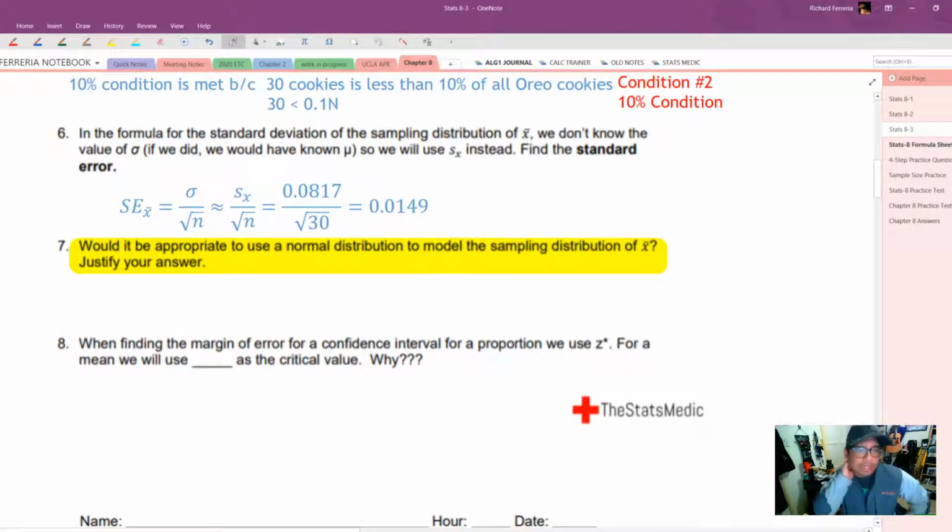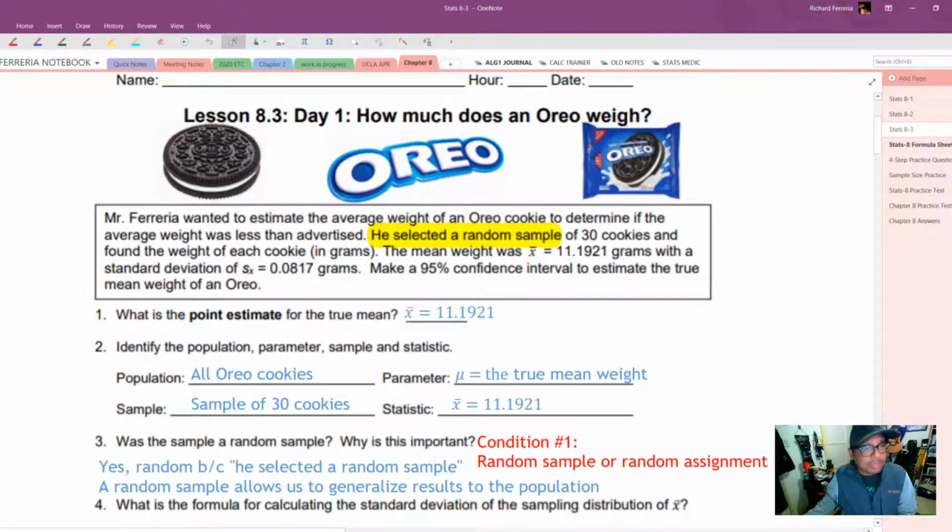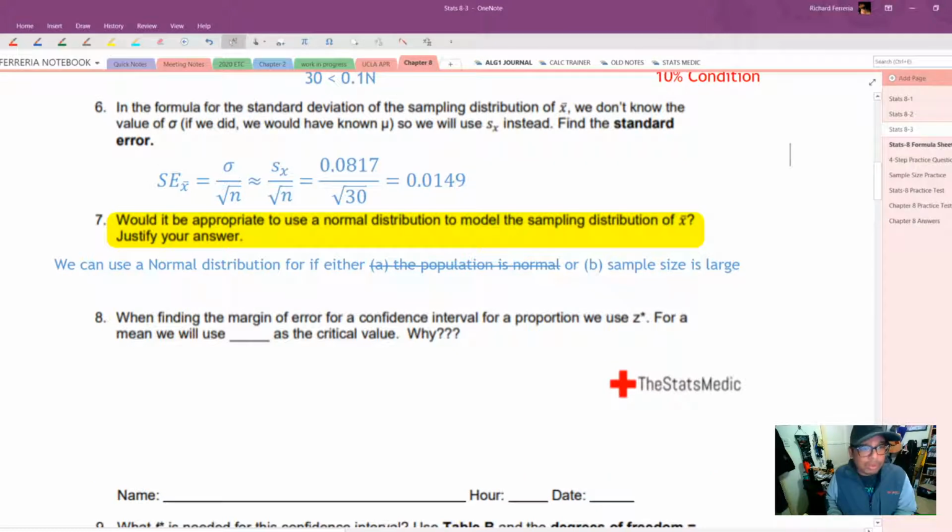Would it be appropriate to use a normal distribution to model the sampling distribution of x bar? Justify your answer. Now this is kind of a callback to when we were studying sampling distributions. We saw that there are 2 different ways that we can use a normal distribution. The first one is, if the population is normal, then we can use a normal distribution. Now, when I go up to the question, there is nothing here that says that the population is normal. So we can't use that first one.